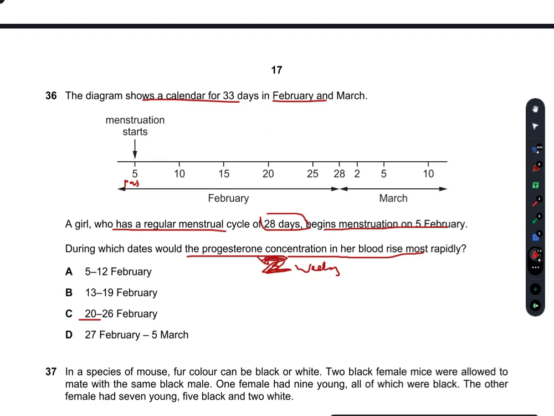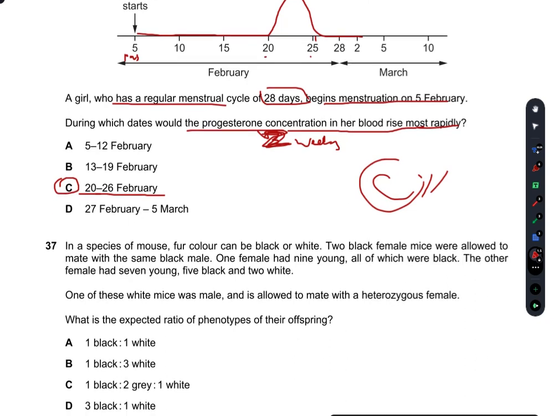So after 14 days, like here, suppose I plot a graph here, it would increase like this, and then it would start to decrease like this. So 20 to 26 February, in the second week, the progesterone concentration in her blood rises most rapidly. C is the right option.